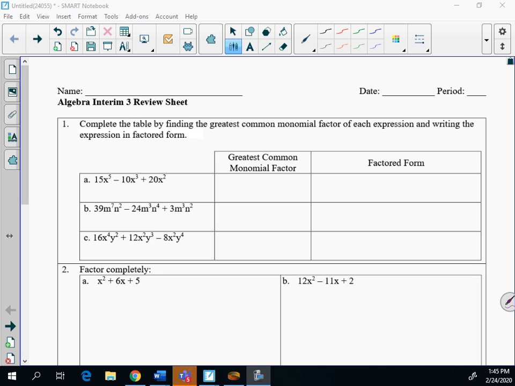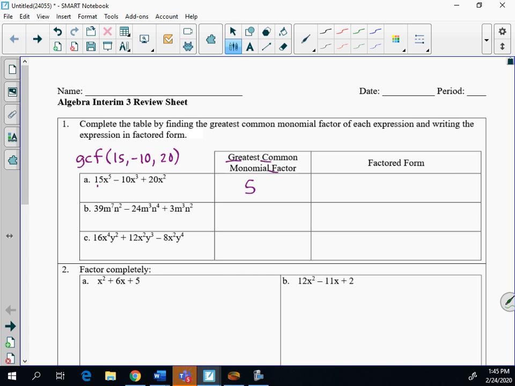We are looking at the greatest common monomial factor. So it's really the GCF. In Desmos, remember you can do GCF and put in 15, -10, and 20. And then Desmos will tell you that the GCF of those numbers is 5.